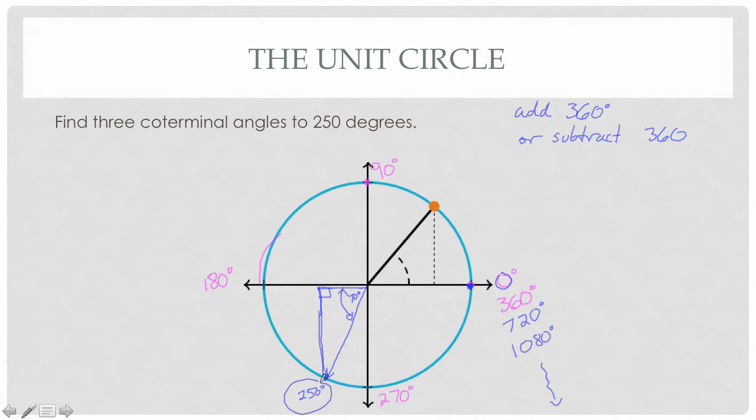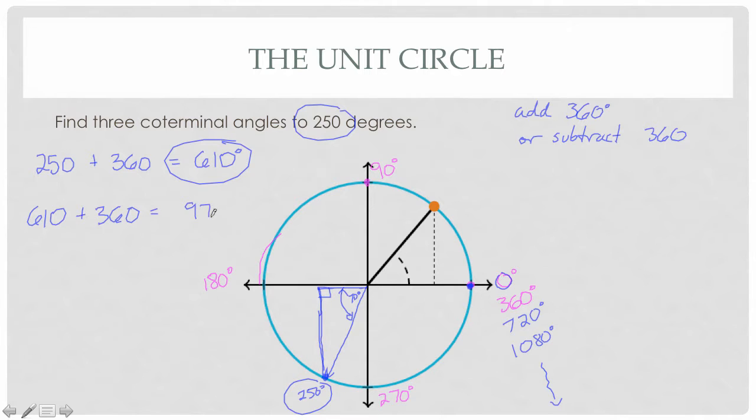But at 250, a coterminal angle would be 250 plus 360 degrees. That's going to be 610 degrees. That angle is the same angle as 250 degrees, the same spot on the circle. Let's add another 360 degrees. Let's do another lap around the circle. Well, it's going to be 970. This degree angle measure is going to be the same exact point as 250 degrees.